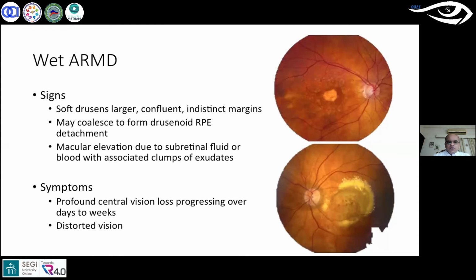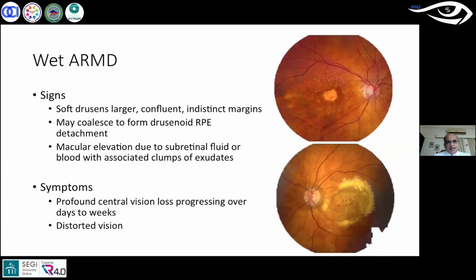So these patients usually complain of profound central vision loss, which progresses very rapidly. They will have distorted vision where straight lines appear wavy. They complain of inability to recognize people at a distance or at near. They complain of inability to read small prints, not being able to see their mobile phones.